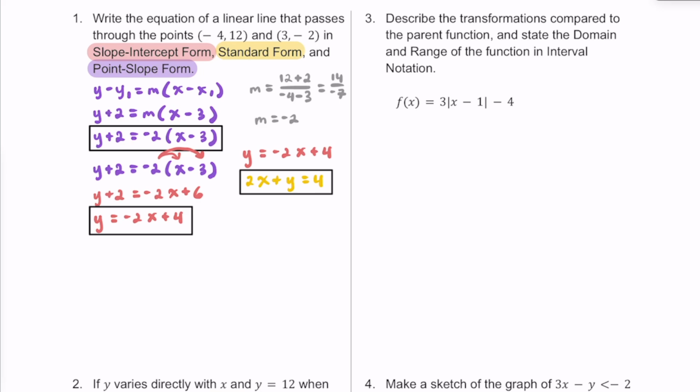In number 3, it says to describe the transformations compared to the parent function and state the domain and range of the function in interval notation. All right, so notice that we have an absolute value equation. We have f of x is equal to 3 times the absolute value of this x minus 1 expression minus 4. So in order to know what the transformations are, we need to know what the parent function is. The parent function is just going to be f of x is equal to the absolute value of x.